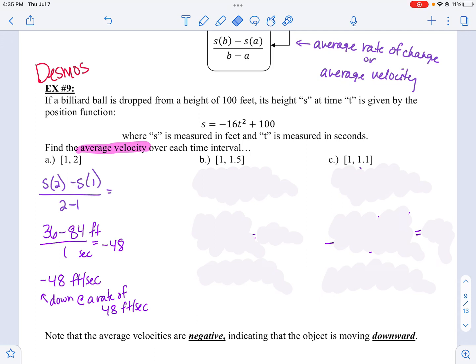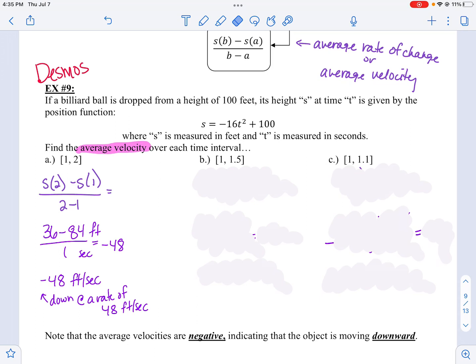You might notice that it's a negative velocity, which helps us figure out what direction it's moving, right? It's obviously dropped, so it should be falling down. But there's going to be other problems where you don't necessarily know how it's moving, and so your answer will help you figure out how it's moving at that time. If it's negative, it's moving in the negative direction, either down or left typically. If it's positive, it'll be moving in the positive direction, up or right typically, okay?